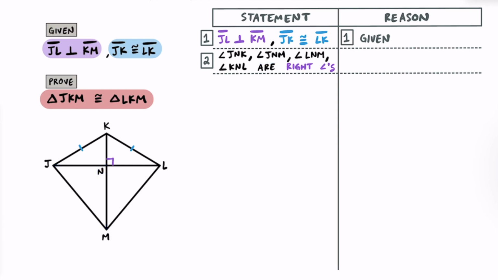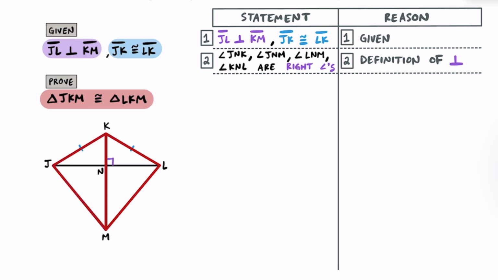Then we have this angle LNM, that's over here, LNM. This is another right angle. And then finally we have this angle KNL. So hopefully this helps us spell it out a little bit and we can see clearly that these are the 4 right angles. We can justify this by the definition of perpendicular lines or segments because they create right angles.